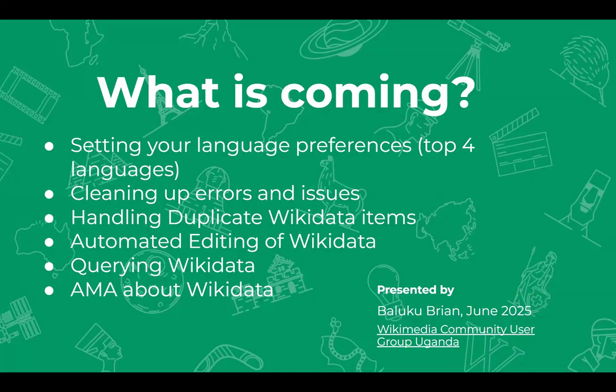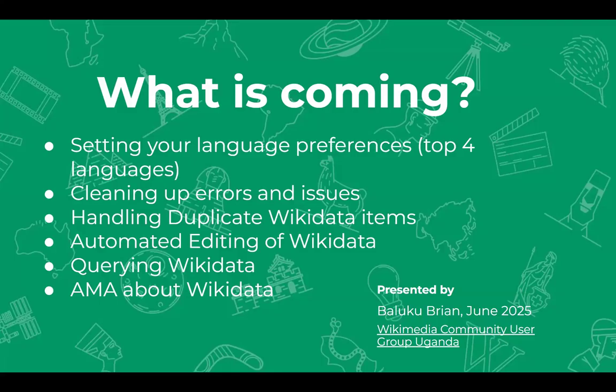Some of the things we are going to see is how we can set up the preferred languages that we want, instead of having foreign languages that you don't understand or read or interpret. How do we configure and put the languages that we are used to? Then we want to clean up some errors and look at some of the issues that are out there. How do we handle duplicate items in case you've created an item that already existed? How do you handle that? Or in case you come across that item, how do you do it? We're going to look at more automated editing.